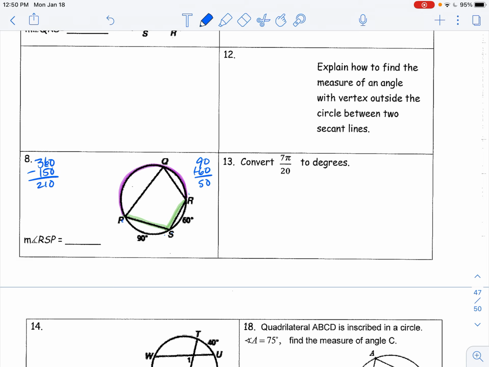Let me clean this up just a little bit. We know that the angle is half of the arc. So this angle that I've highlighted in green is half of this arc, 210. Half of 210 is 105.